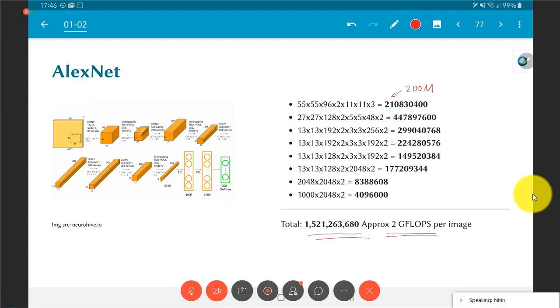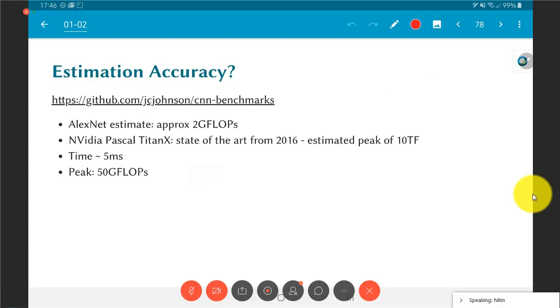Okay. So neural networks in the last few years have seen a lot of research, and people have done a lot of profiling, implementation on various different architectures. And as part of that, there is also a set of benchmarks that was created and is available on GitHub, right? They're basically CNN benchmarks. And the interesting thing is, we have estimated roughly 2 gigaflops as the number of computations required for AlexNet.